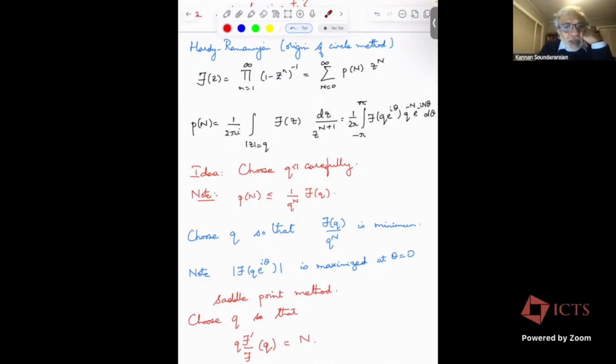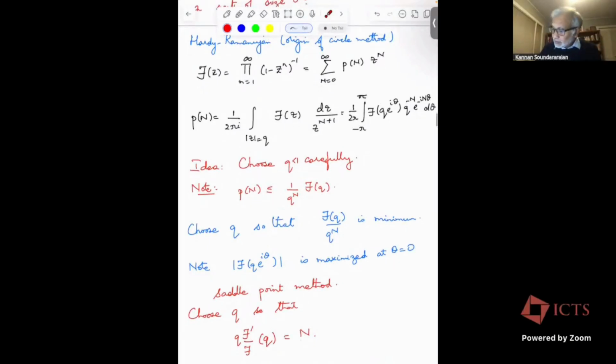Now it's easy to figure out how to choose it so that it's minimized. I can take derivatives of this. I want to take the derivative of this and set it equal to 0. And it's easy if I take logarithmic derivatives. So if I take the log of this and differentiate, then I get q times f prime over f of q is the same as n. So that gives me an implicit relation which tells you what q should be in terms of n. And then that value of q is what I'm going to use in the Cauchy integral formula and try to evaluate the integral.